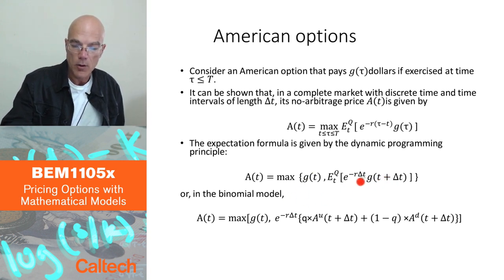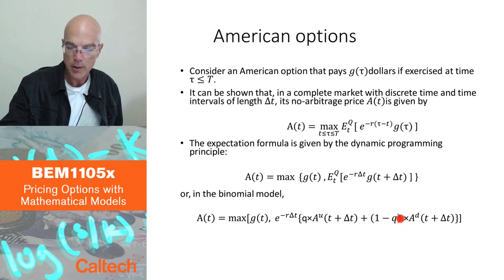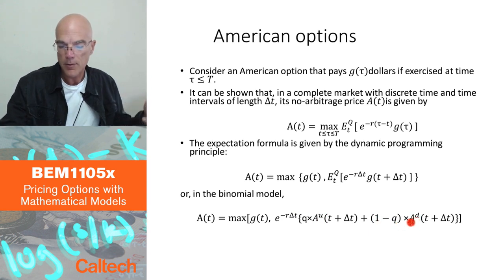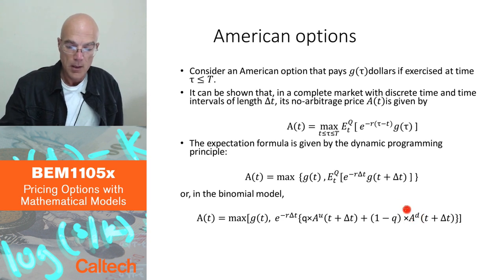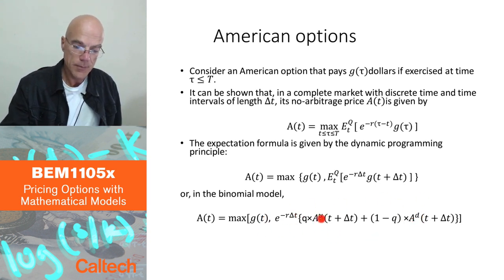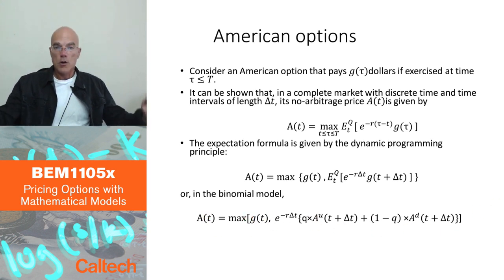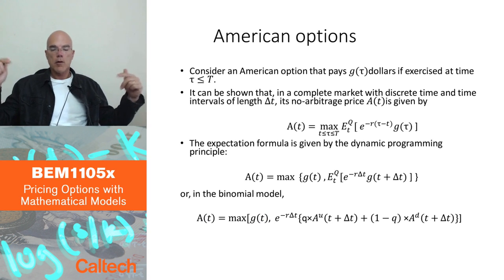In the binomial model, I can write this as before, as q times the upper value of my option at t plus delta t plus 1 minus q times the down value. I mean upper value meaning if the stock went up, and down if the stock went down. And discount, then compare that to g of t. And that's the value of my American option. So it's going to work the same in a binomial tree.